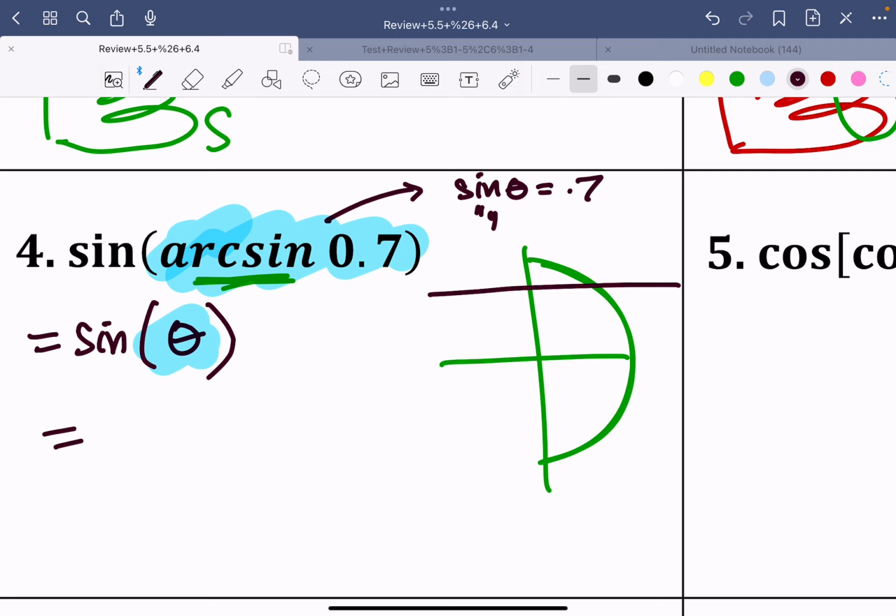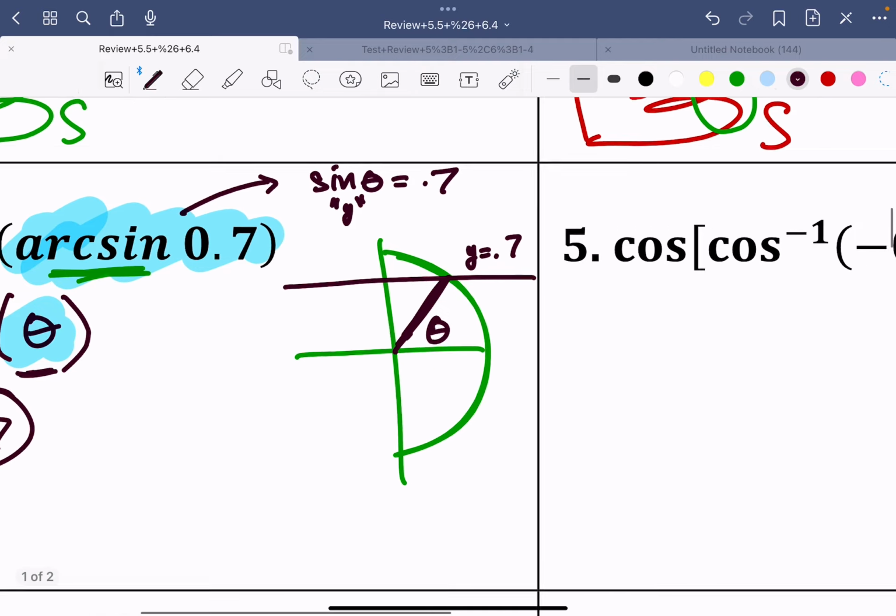So if y is equal to 0.7, then I need to find that angle. And it's this, right? So whatever that is, keep it in your head. So that is the angle that when you open up, you get a sine of 0.7. So then I take the sine of that angle and I get back, yes, you guessed it, 0.7. It undoes each other nicely.